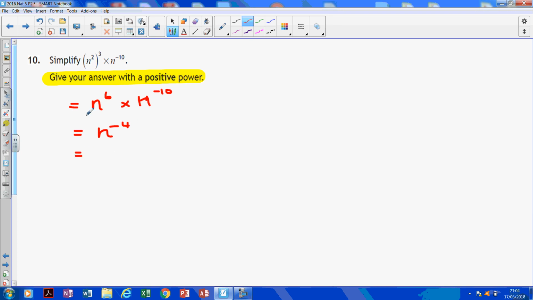Now I've highlighted this part here. Give your answer with a positive power. To change that to a positive power, we do 1 over n to the power of 4. Now that's a full mark for this. So make sure you express your answers in the form that they ask.